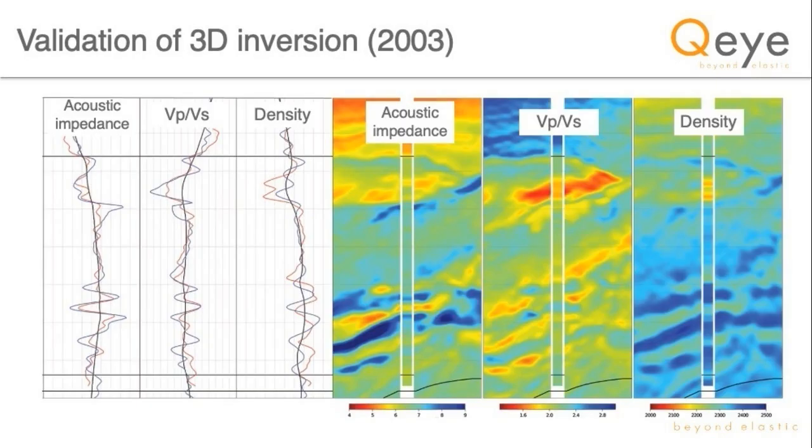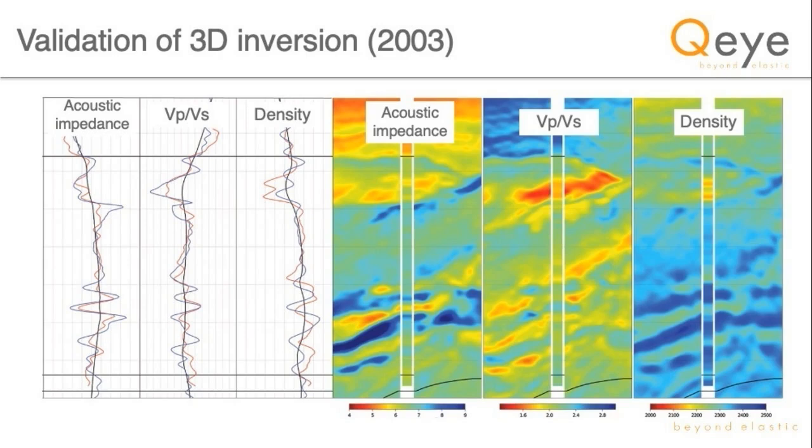Here I'll show you some examples of how the results are validated. So here I'm just looking at validation of the basic 3D inversions. So this is from 2003. So what does the framework look like at the beginning of production? If we start at the left-hand side, we have acoustic impedance, VPVS, and density. The red curve is the well log. The blue curve is the inversion result at the well location, and the black curve is the low frequency model. So that is the guidance that we have put into the inversion.